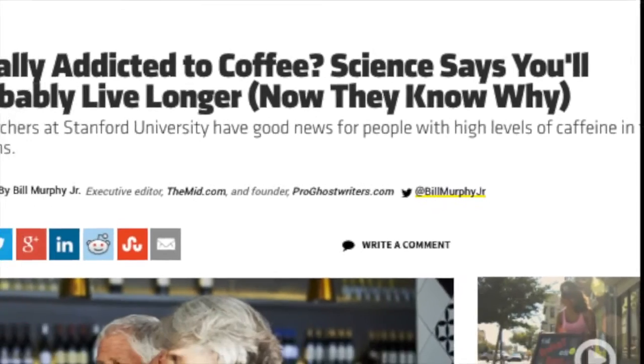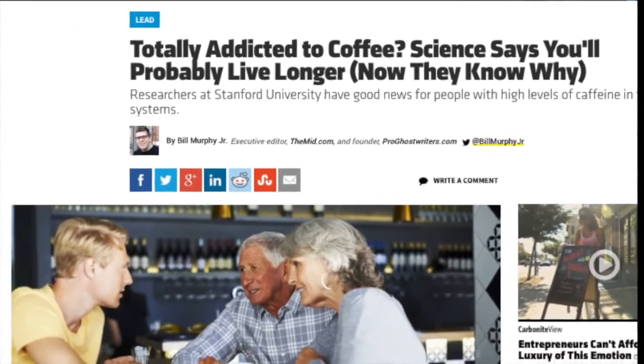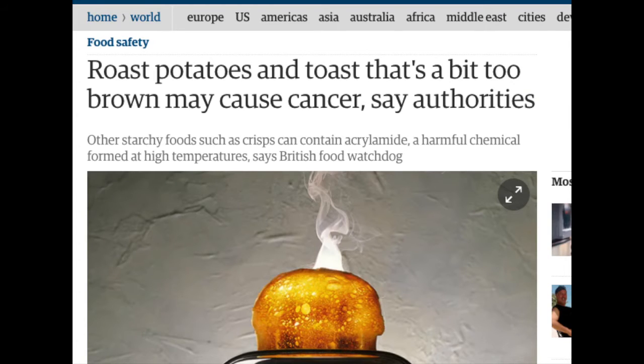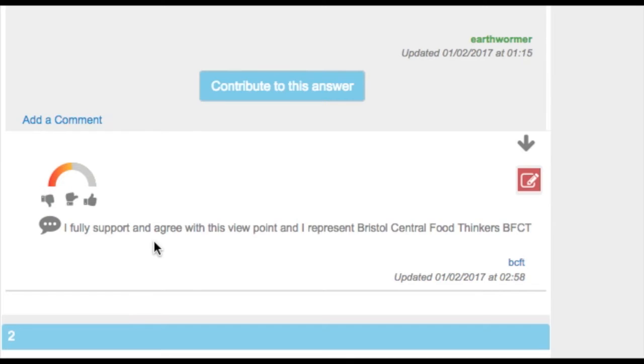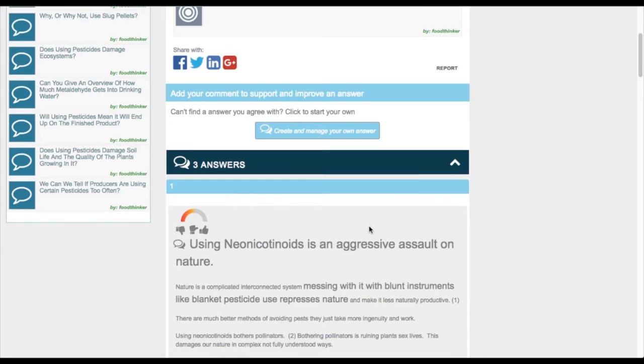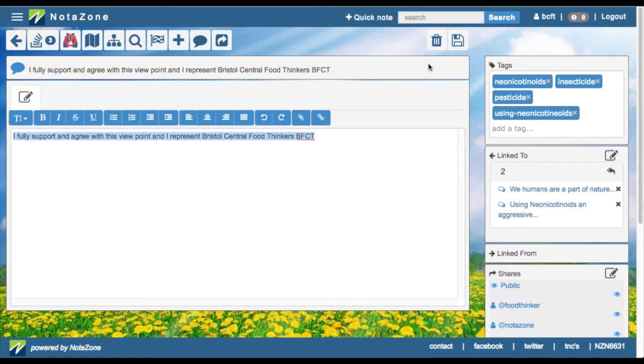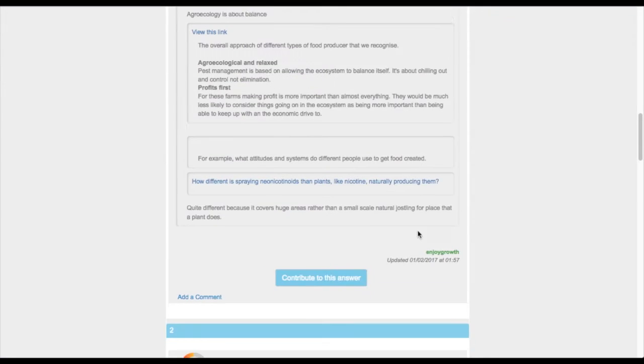Newspaper articles will often say, "Science says." For instance, "Science says roast potatoes cause cancer." This platform ought to allow us all to see which scientists and experts are saying what, as well as which interested people or organisations are convinced by each side. As more evidence becomes available, you can choose to switch your allegiance onto a different answer.